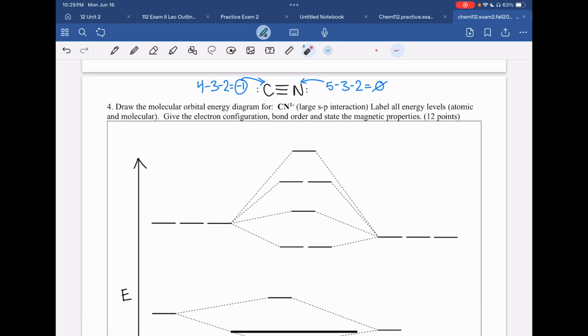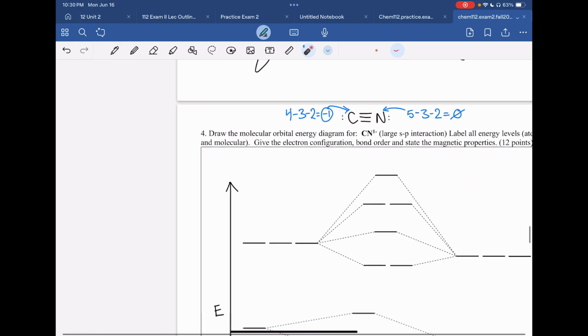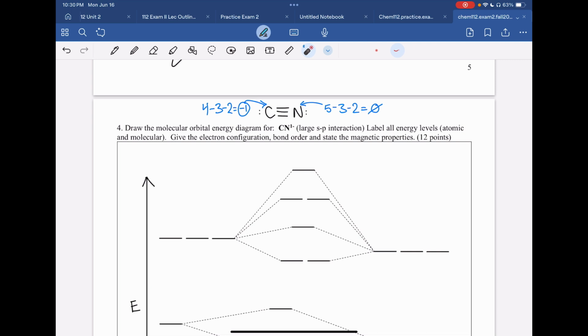Cyanide, right, wouldn't you want the negative charge on the more electronegative atom? Well, this is the one polyatomic case that doesn't follow that rule, okay? Because there's literally no way humanly possible to draw this Lewis structure differently. It only looks like this. So just be careful. Even if it doesn't necessarily make sense to you, it does. I promise. Just trust your gut.